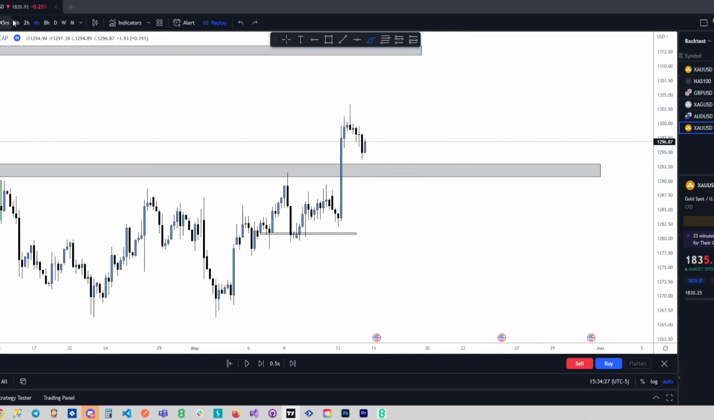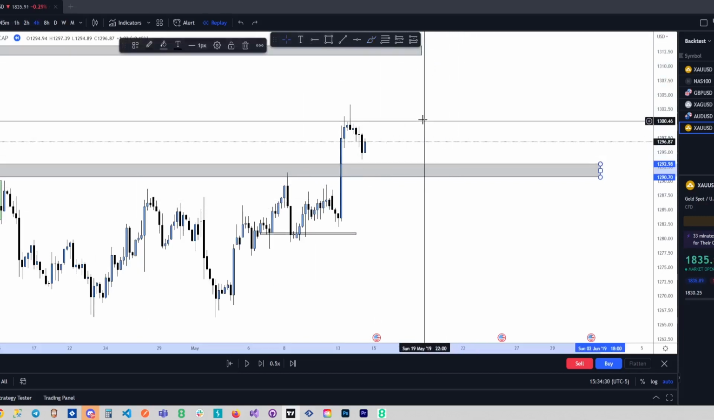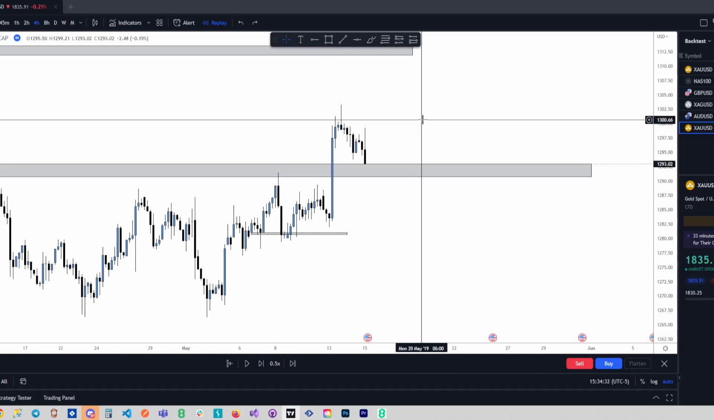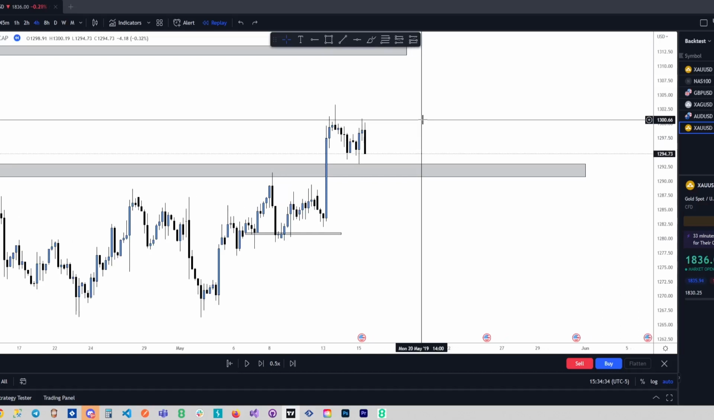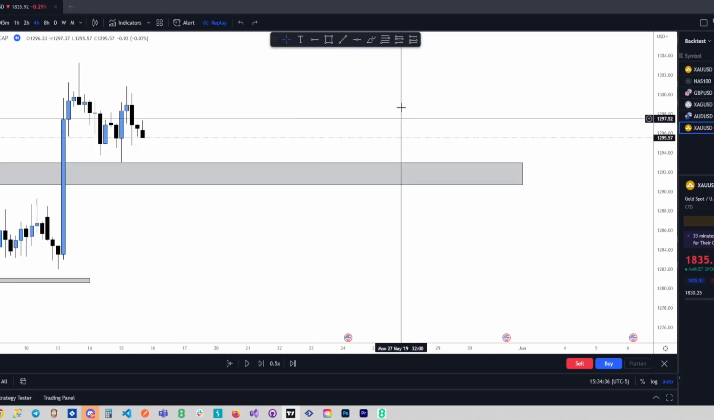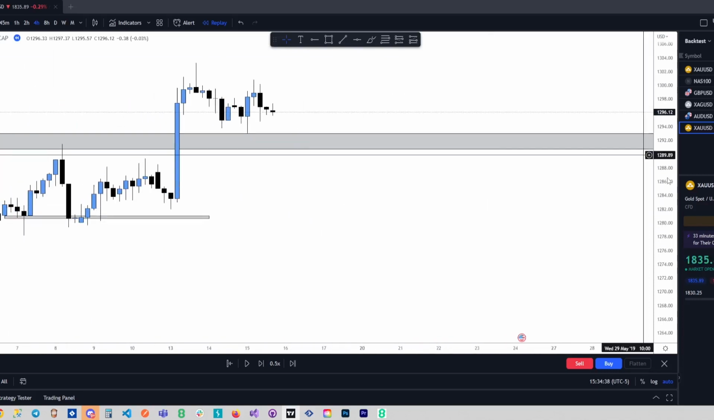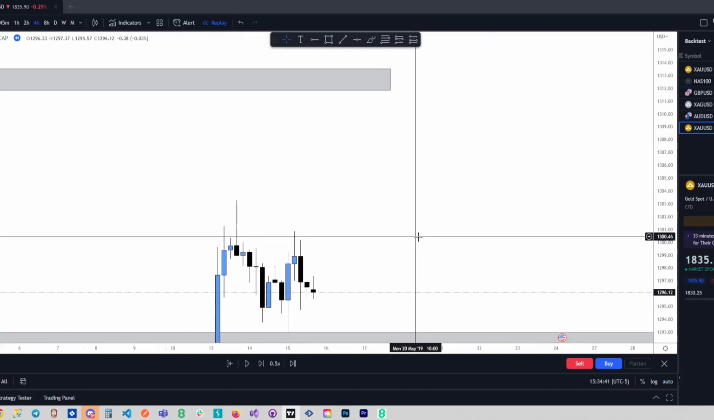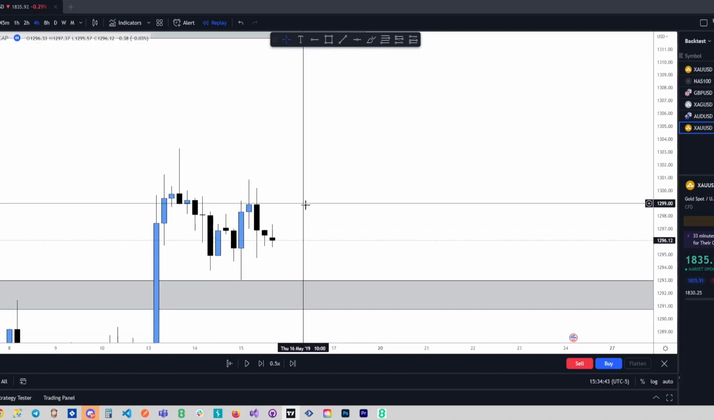I showed you guys the setup that I'm looking for. So that's what we'll be looking for, the doji pin bar setup. So we got a doji. Let's see if we can get a nice full candle on the next one.